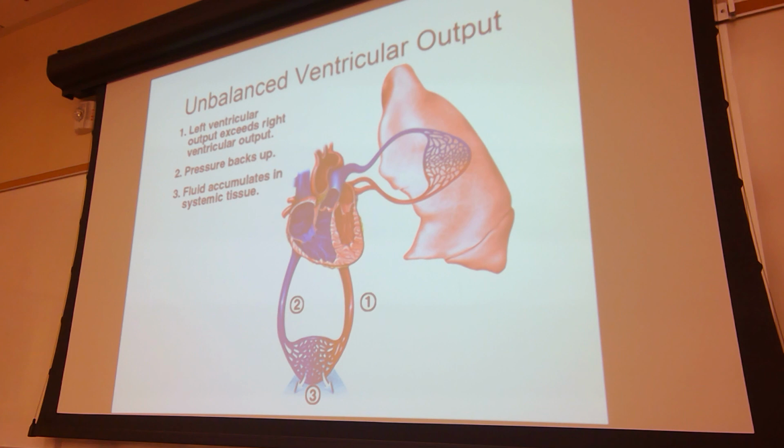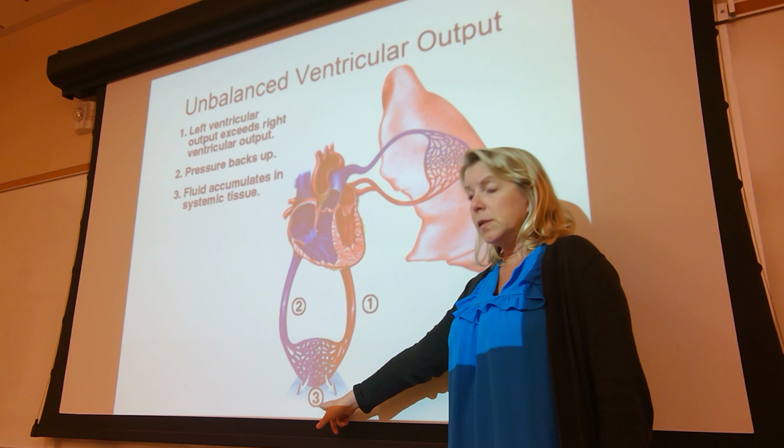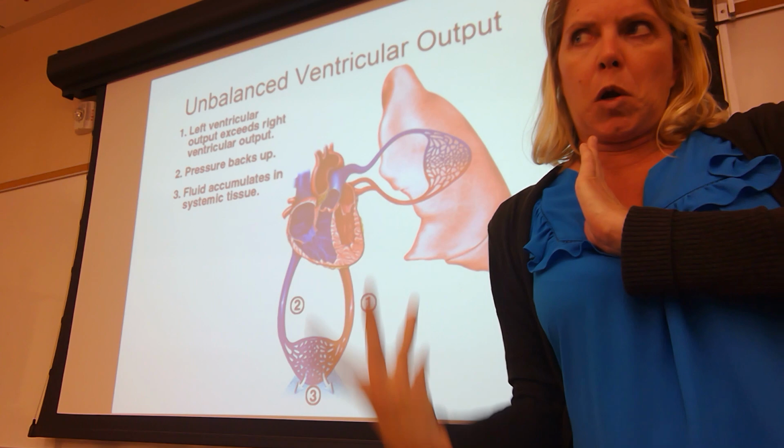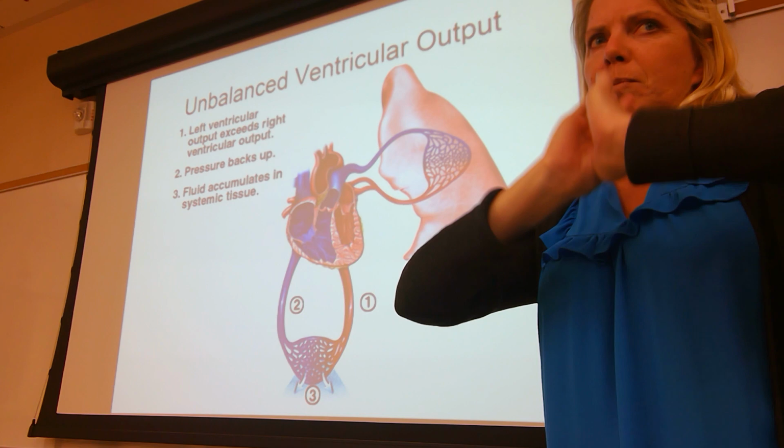Right ventricular failure, where will we see the edema? Systemic. So if it's a right-sided heart problem, where will you see the edema? Good, systemic. If it's a left-sided heart problem, where will we see the edema? Pulmonary. Good.